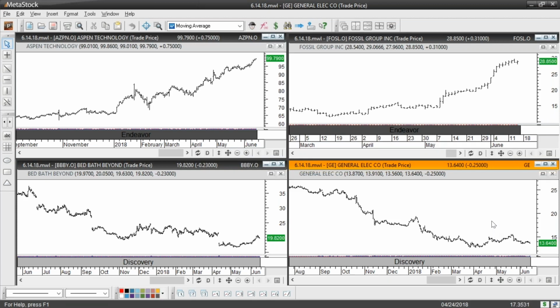Let's get more specific though. First, we should probably introduce our stocks. First, we have Aspen Technology, AZPN, Fossil, FOSL, Bed Bath & Beyond, BBBY, and General Electric, GE. Let's start with Bed Bath & Beyond.